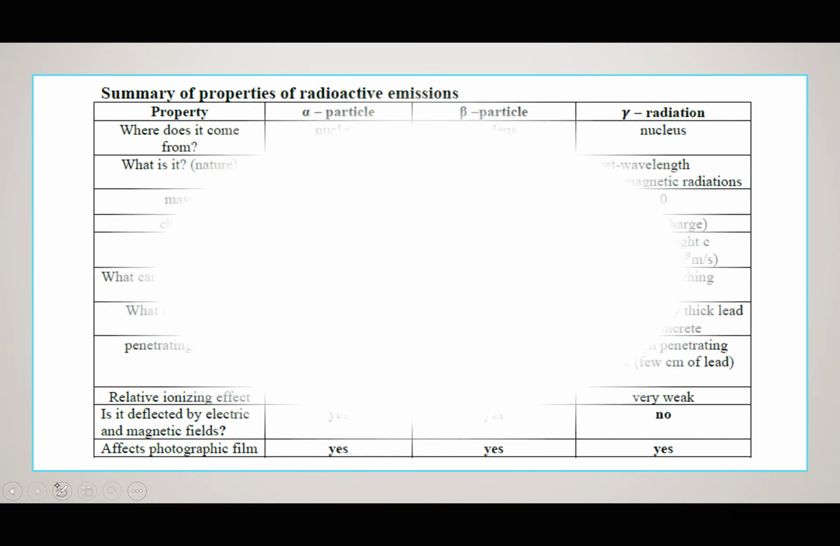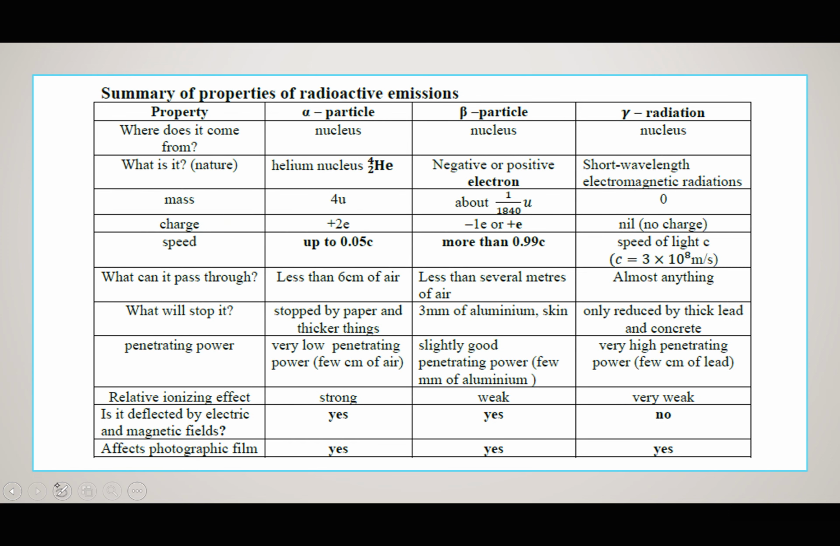So let's have a summary of all these three radiations in one table. We have a property, and we shall see how it applies to alpha, beta, and gamma radiations. Where does it come from? All alpha, beta, and gamma radiations originate from the nucleus. It is the unstable nucleus which disintegrates to emit alpha, beta, and gamma radiations.